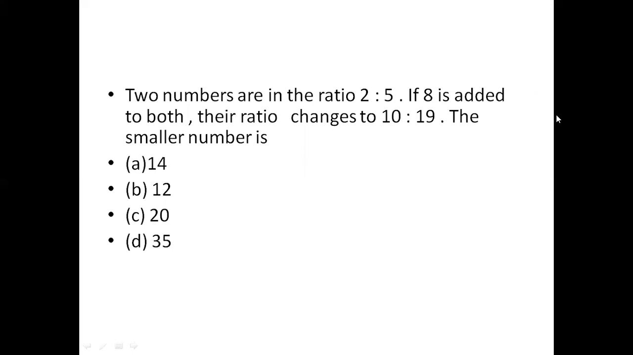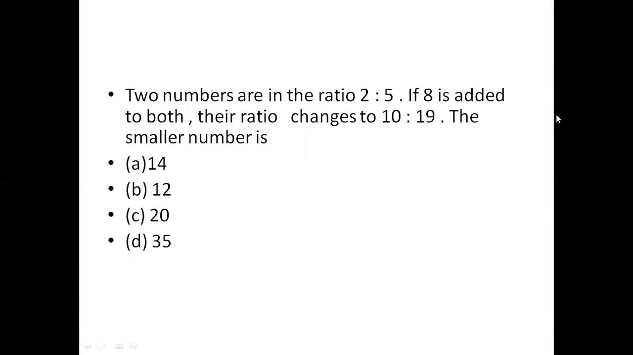Guys, please don't pick 35 for the smaller number, since it means it is a multiple of 2. Answer cannot be 35. I'll tell you one point. Two numbers are in the ratio 2 is to 5. If 8 is added to both, the ratio changes to some other value. They're asking for the smaller number, which means 2x you need to find out. So 2x means the answer can be 14, 12, 20, cannot be 35.